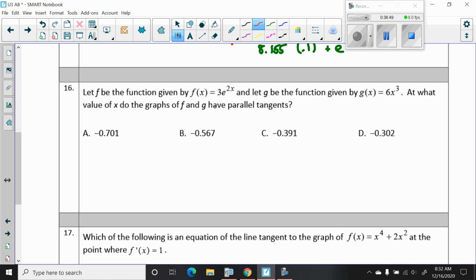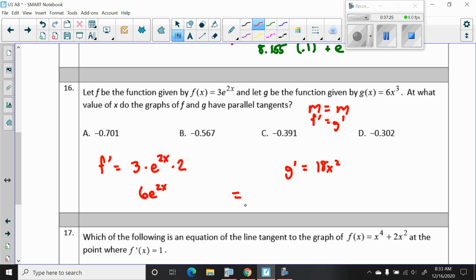Let f be the function given by, and let g be the function given by, at what value of x do the graphs have parallel tangent lines? So where their slopes are equal. Parallel means same slope. So in this case, where is f prime equal to g prime? Well, let's find their derivatives. F prime, 3 times e to the 2x times 2. G prime, 18x to the second. So we're setting these equal to each other. I'm going to look at it on the graph. 6e to the 2x. We want to know where it is the same as 18x squared.